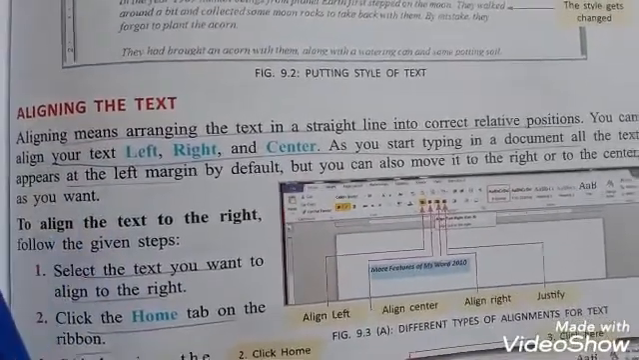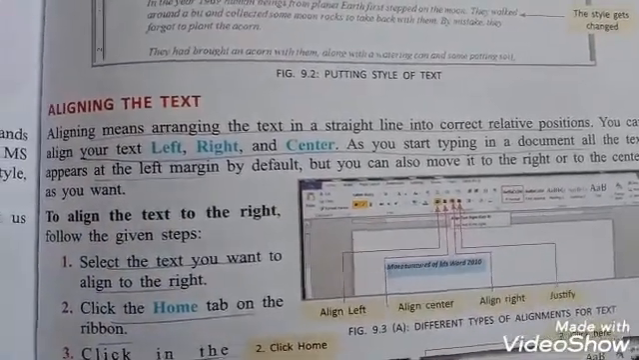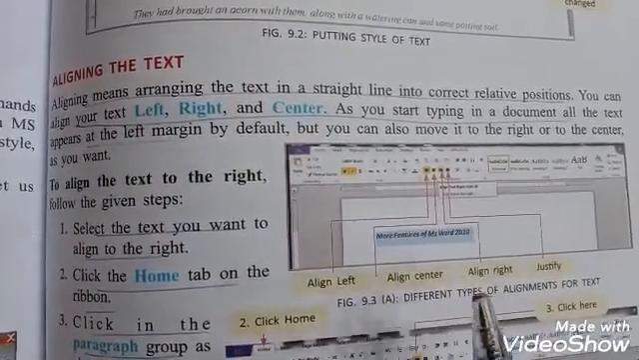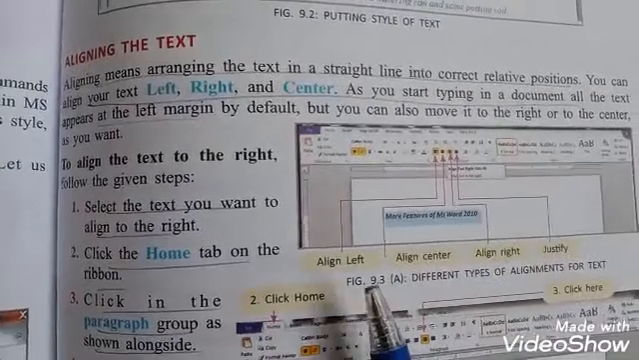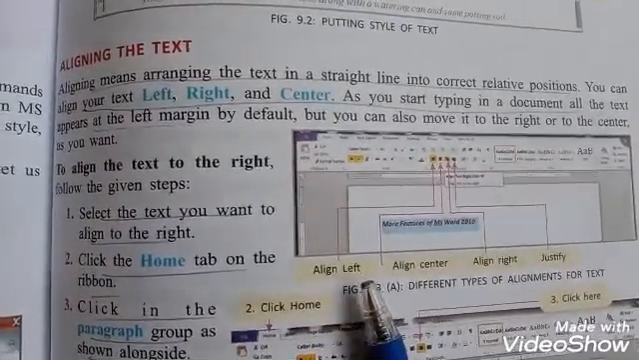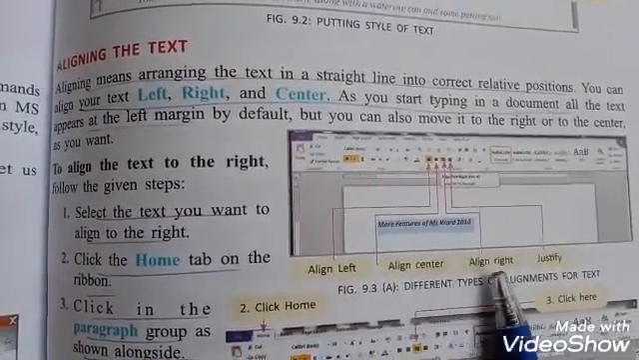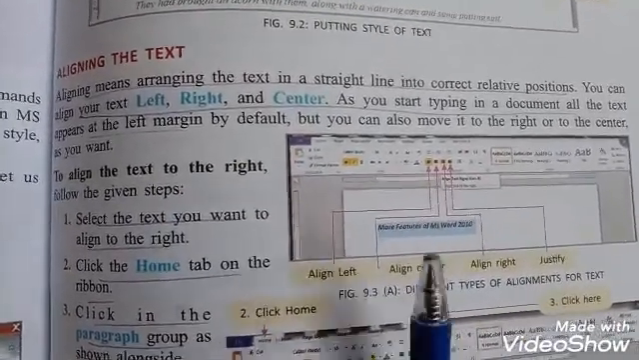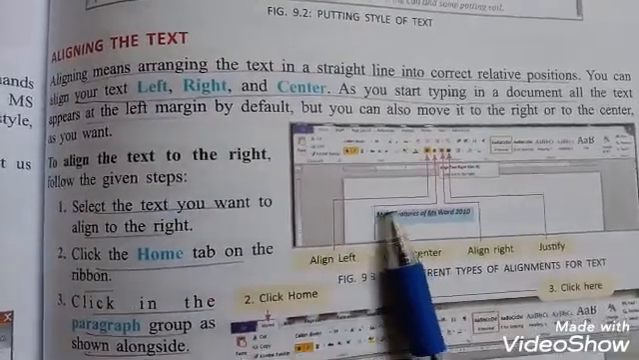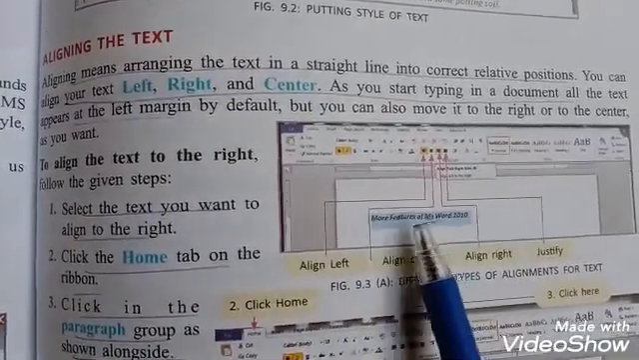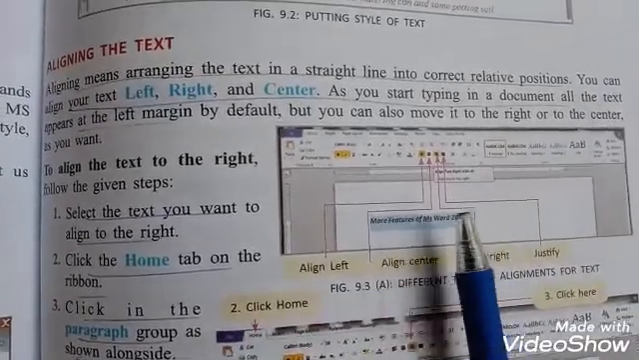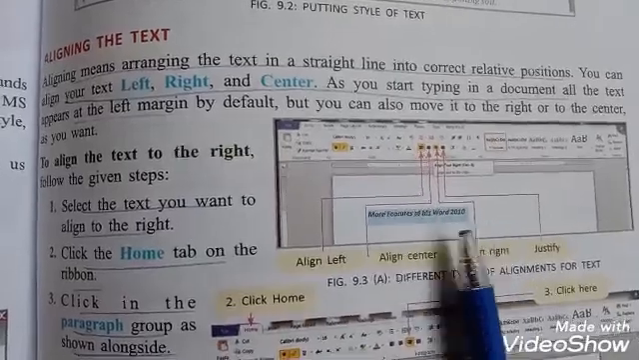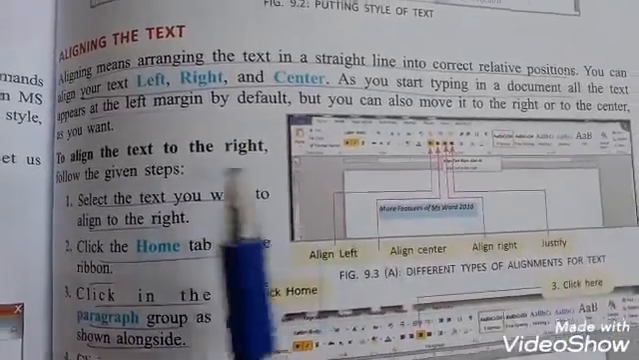Aligning the text. Aligning means arranging the text in a straight line into correct relative positions. You can align your text left, center, right and justify. When you start typing in a document, all the text appears at the left margin by default. But after typing your text, you can change the position of your text according to your selection.